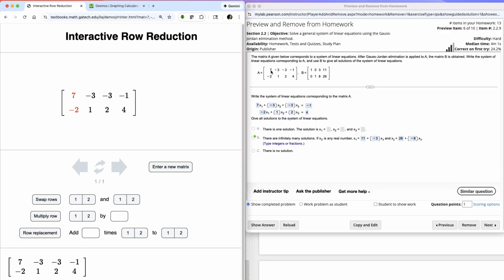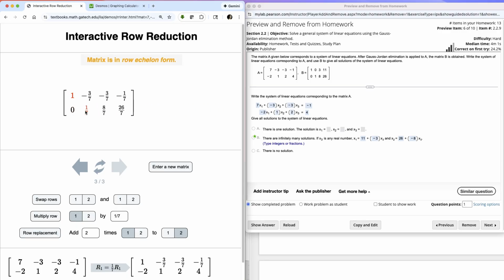So let's find a 1 where the 7 is. I create a 1 by multiplying row 1 by 1/7. Then pivot on this 1 and make a 0 below. So multiply this by 2 and add down: 2 times row 1, add down to row 2, and replace.